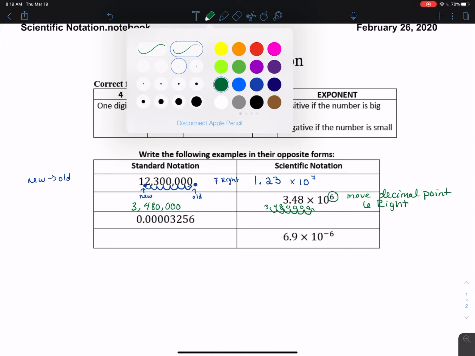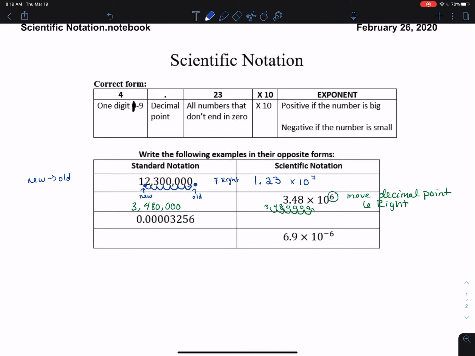If we look at the next example, we have a small number, 0.00003256. So in this number, we have the old decimal point already. I need to figure out where to put the new decimal point. I need to put it in between the 3 and the 2 so that there's one digit that's 1 through 9 in front of it, and everything else is after it. Then I move from my new decimal point to my old decimal point. So I go 1, 2, 3, 4, 5 spaces to the left.